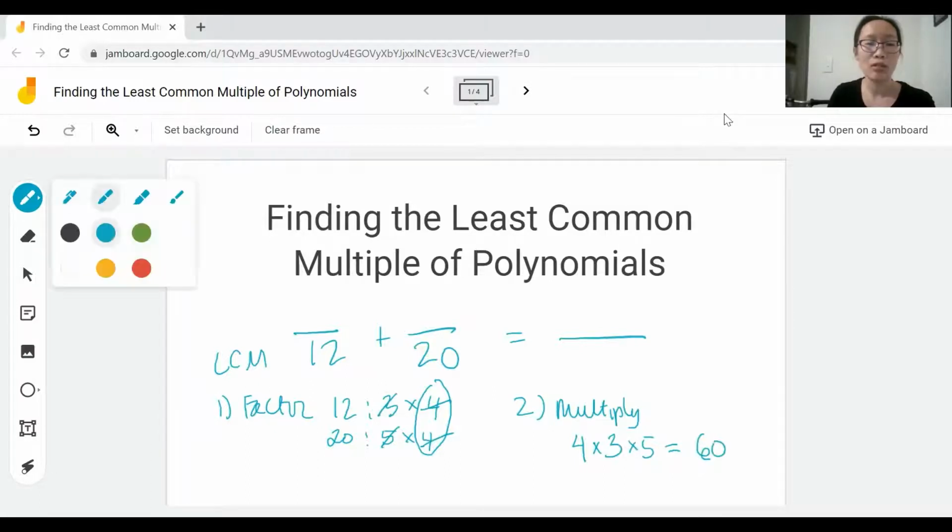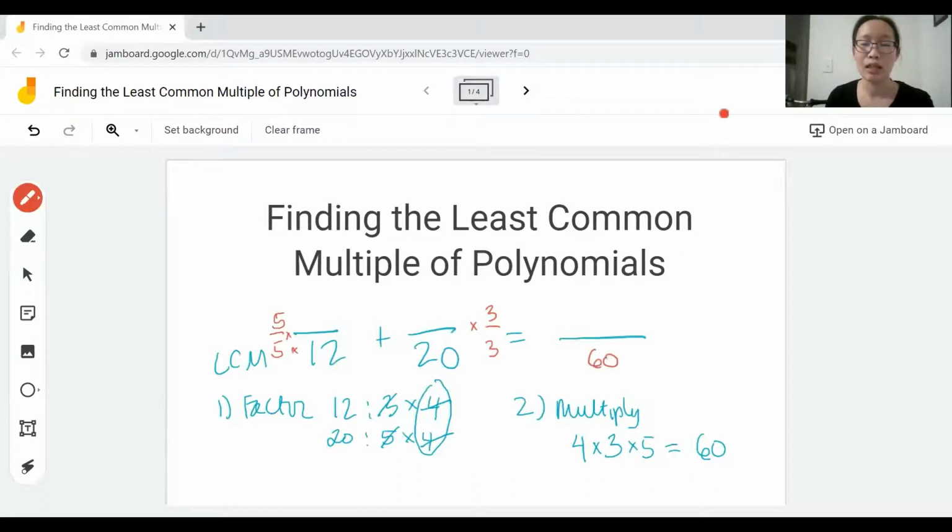And we know this is true because I can multiply 5 by 12 to get 60, and I can multiply 3 by 20 to get 60. That would give me a least common denominator of 60, and then I can add my fractions from there. Let's take a look at what this looks like with polynomials.